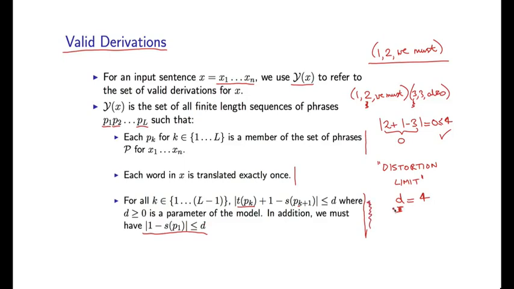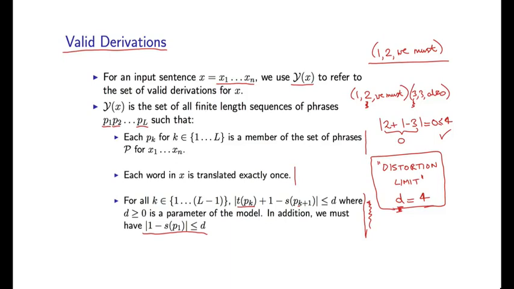The reason for this distortion limit is really twofold. Firstly, it's going to reduce the search space of possible translations, and that will make translation more efficient. And second, empirically, it's been found that having a distortion limit of this form can very often improve translation performance, because if these phrases are moving too far, the translations tend to be rather poor.